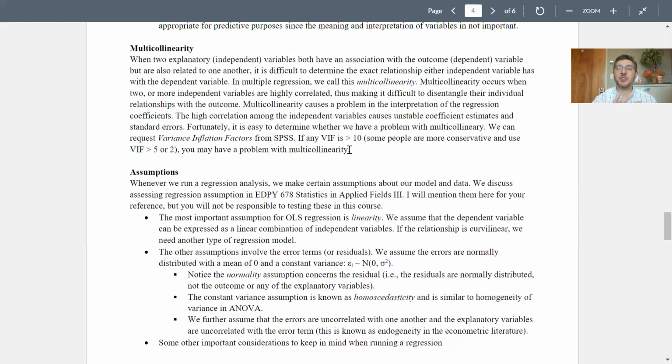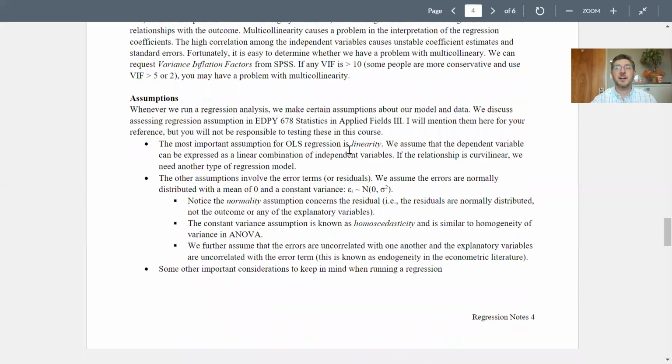And we'll talk in Stat 3 about different strategies you can use to deal with multicollinearity if you do have it. You can drop one of the offending variables, try to combine them into a scale, or use some type of factor analysis to reduce the items.